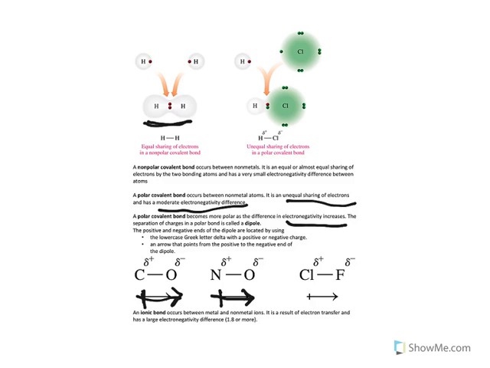An ionic bond is what happens between metal and nonmetal ions. This is the result of electron transfer, meaning there is no sharing at all. So in a nonpolar covalent bond, we have almost equal sharing. Polar covalent, we have an unequal sharing. And ionic bonds, we have no sharing at all. The electron is completely transferred from the metal to the nonmetal.